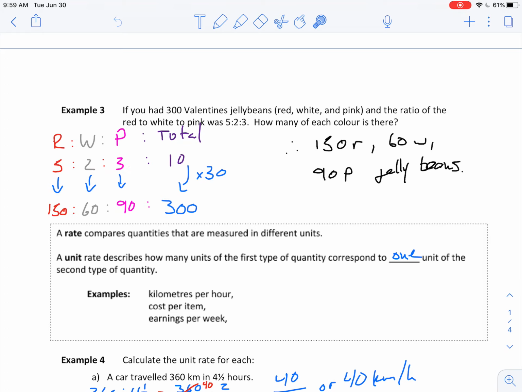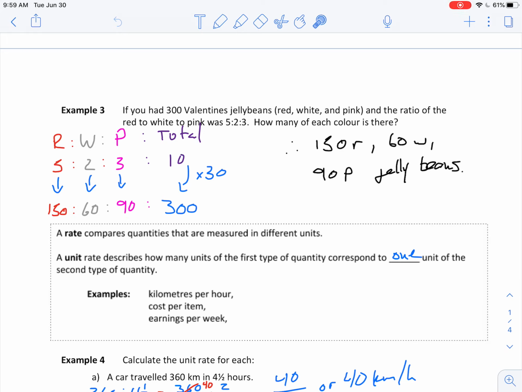So I need to have 300 total. So how does 10 become 300? Well, I multiply it by 30. And what I do to the total side to get my total value, I have to do to every single ratio. So 5 times 30, 2 times 30, and 3 times 30. So I'd end up getting 150 red, 60 white, and 90 pink Valentine's jelly beans in the 300 total that I would have.